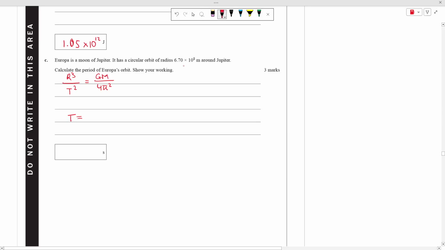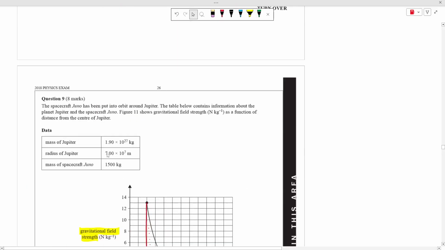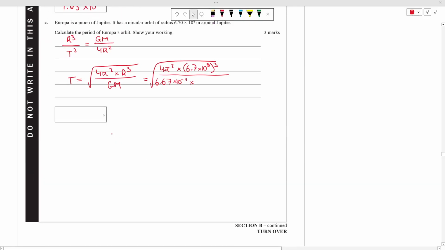So T equals, just some algebra here, so it's going to be the square root of 4 pi squared times r cubed over GM, square root of 4 pi squared times 6.7 times 10 to the 8 meters cubed over 6.67 times 10 to the negative 11 times the mass of Jupiter, which was 1.9 times 10 to the 27.